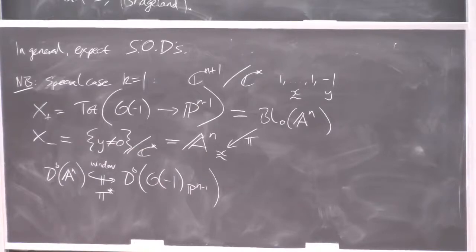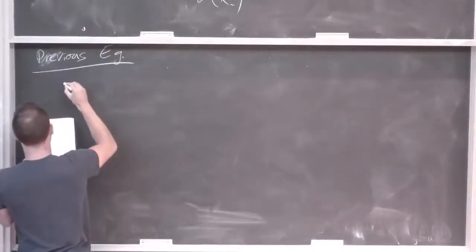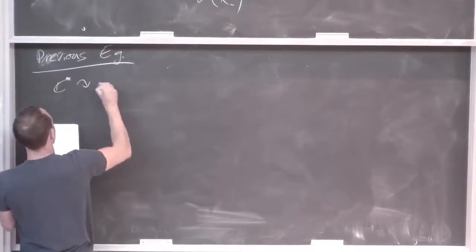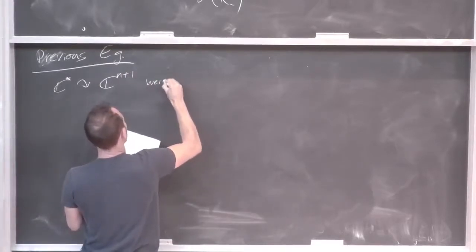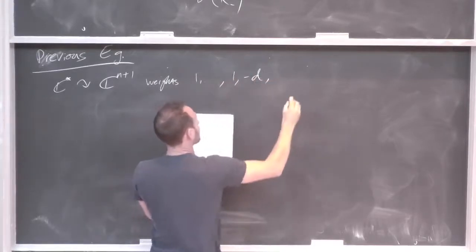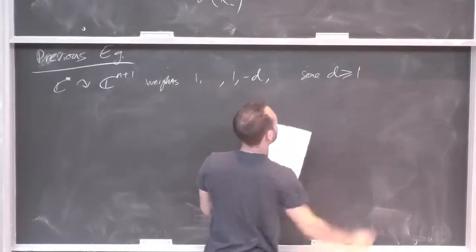Okay. So let me go back to an example that I talked about on Tuesday, which Nick also mentioned this morning, which is to let C star act on C^(n+1) with weights 1, 1, 1, 1, 1, and minus d for some positive integer d.